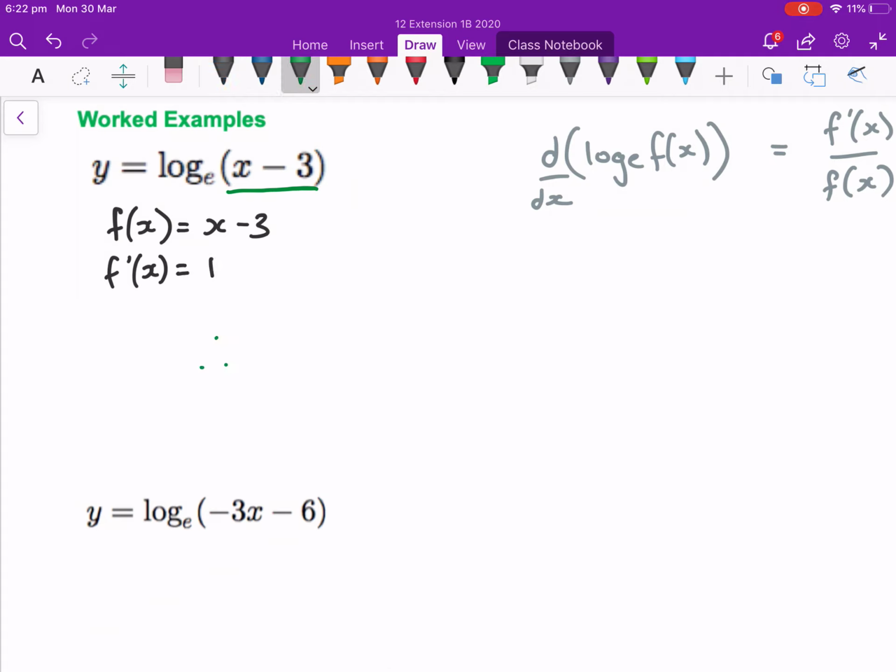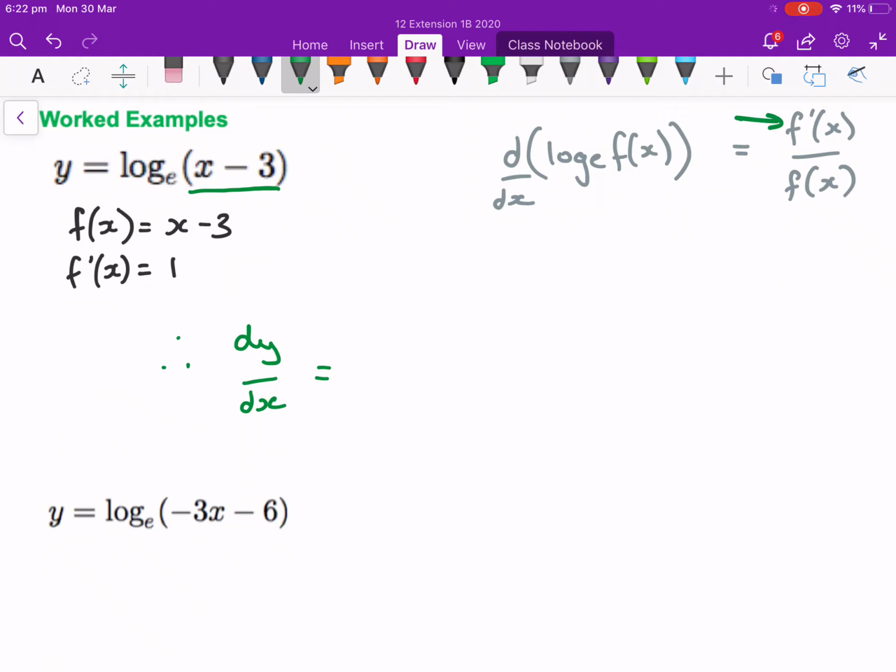So therefore, dy on dx is equal to f dash of x over f of x. So f dash of x is 1 over f of x, which is x minus 3. And that would be the derivative.